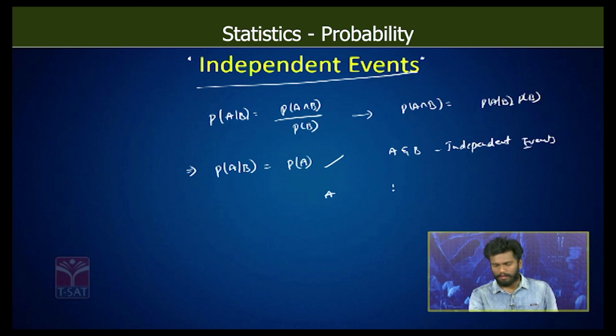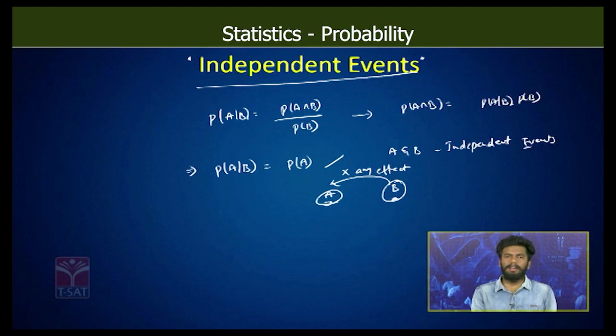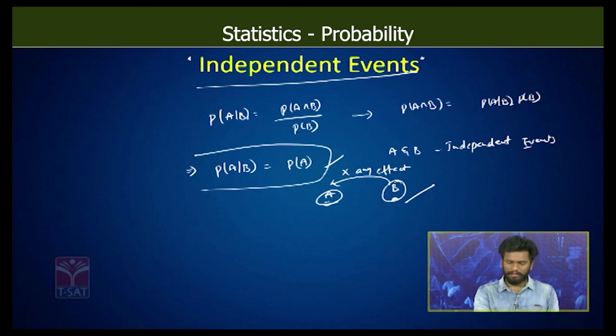When the two events are occurring, the result of the event B will not show any effect on the occurrence of event A. Then we can say that A and B are independent events. So this is purely in the mathematical statement we are saying. If you want to say it in the statistical statement, this is the condition for independent events: probability of A given that B is equal to probability of A. Now see here.